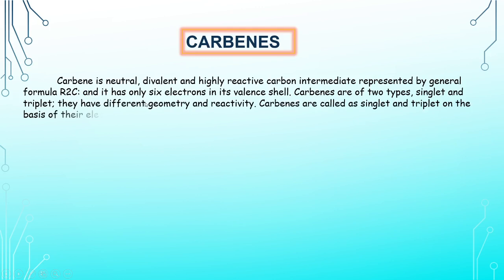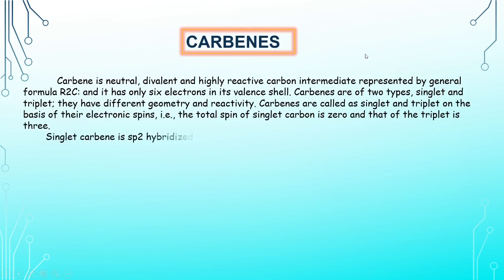That means the carbon is attached to 2 bonding pairs along with 2 electrons. The total is 6 electrons in its valence shell. Therefore, carbene is an electron deficient species, and carbenes are of two types, that are the singlet and triplet carbene. They have different geometry and reactivity.